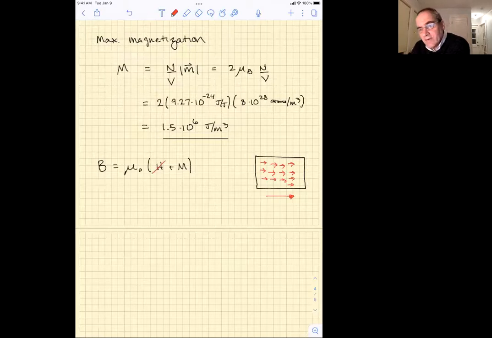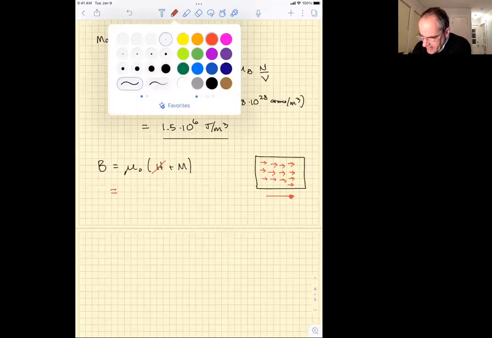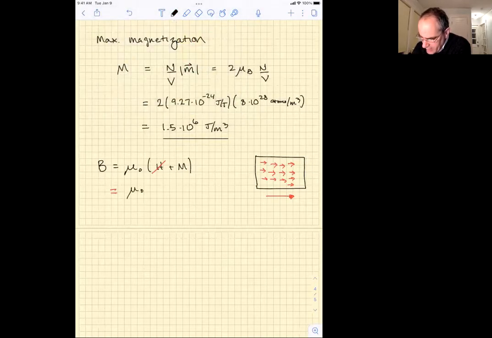And we're assuming here that we don't need an external field. We don't need an H field to produce this magnetization. It's just sitting there fully magnetized. And so the total field will be mu naught times M. And so this will be 4 pi times 10^-7 times 1.5 times 10^6, or approximately 1.9 Tesla.